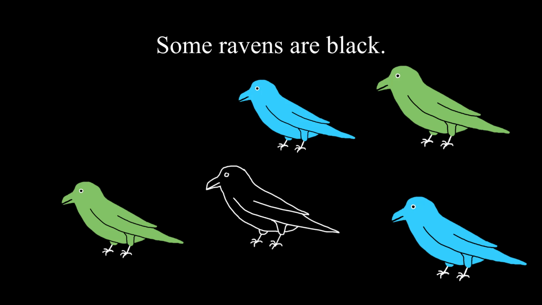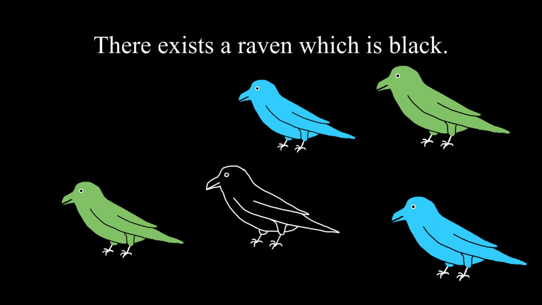We can phrase this instead without the plural as some raven is black, but my preferred way to phrase this is there exists a raven which is black. In either case, we're not claiming that there is necessarily only one black raven. There could still be multiple black ravens, but we know there's at least one.